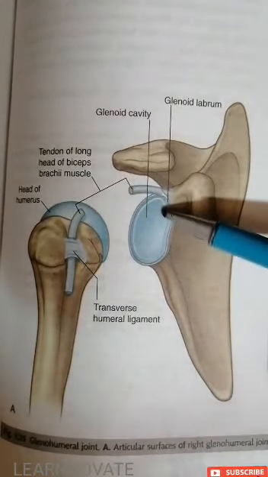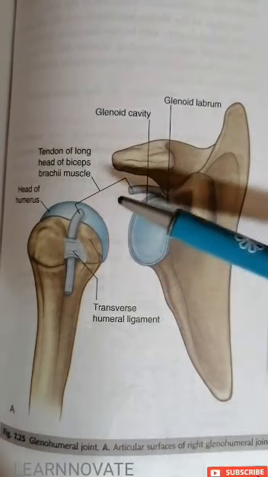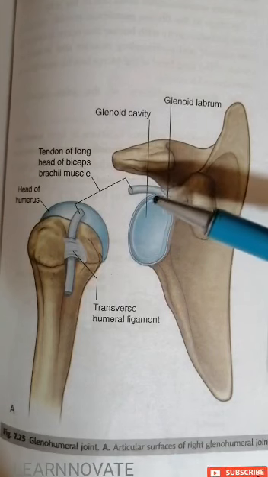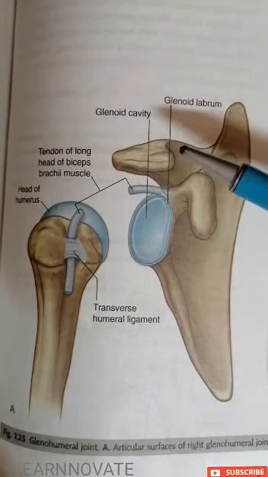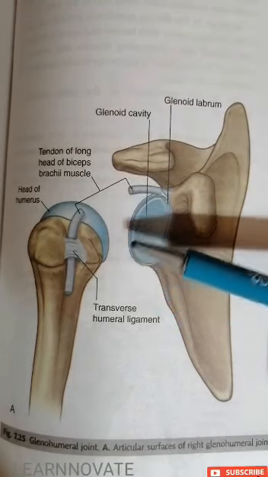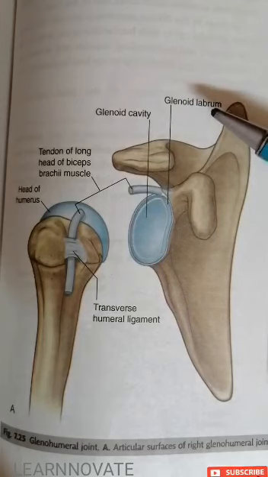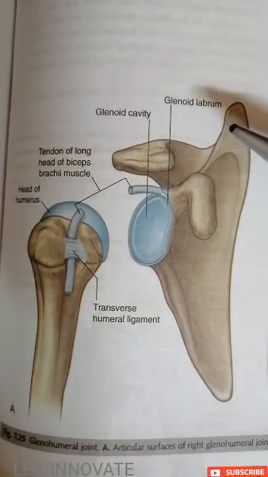This glenoid cavity articulates with the head of the humerus, that is the rounded contour, and by this articulation there is a formation of the glenohumeral joint with a joint cavity and a synovial capsule. The scapula and the humerus bone have been discussed in a separate video, so from that video you will get a better explanation of the articulating processes in the bones.